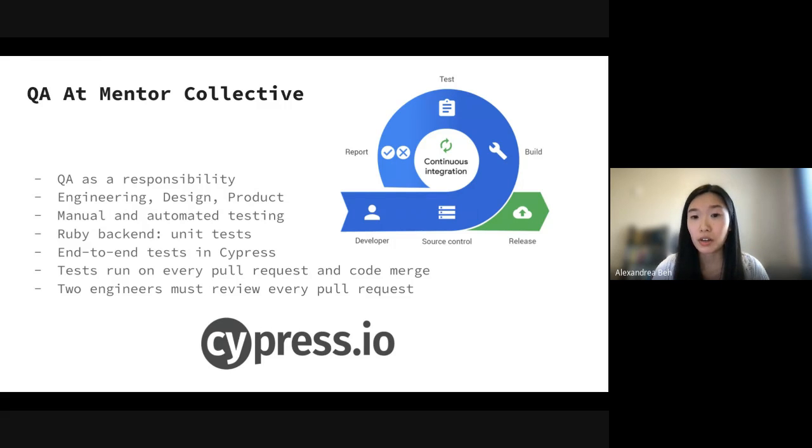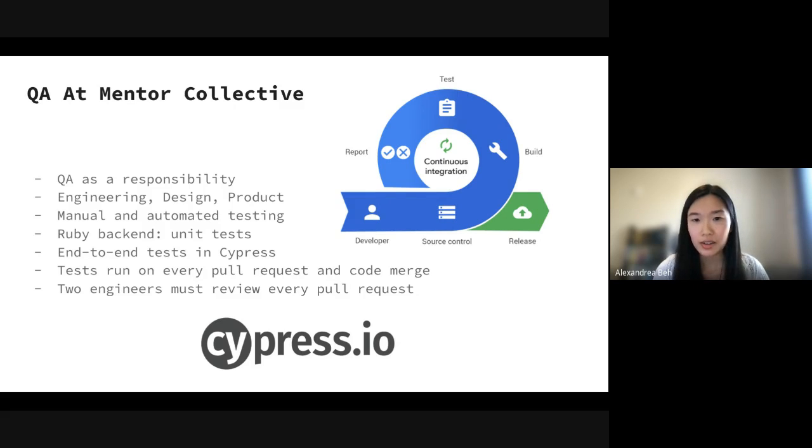As part of QA culture, because we don't have someone in a dedicated QA role, there are other ways to pay attention to quality. And some of the ways that we do that are running tests on every single pull request and code merge. Nothing gets into our main branch and deployed out to production without every single test being run, and every test must pass.